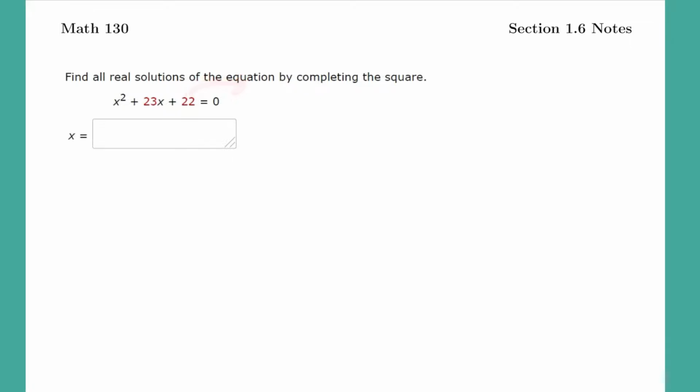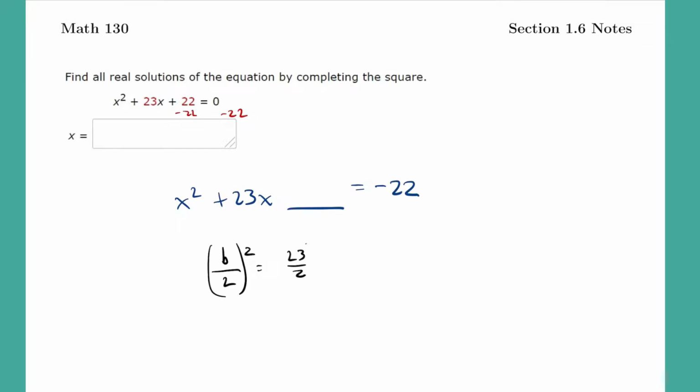Step 2 is to move the c term to the other side. So let's do that by subtraction. So we have x squared plus 23x equals negative 22. Step 3 is to find the missing term. And remember, the way we do that is we take our b term, divide it by 2, and square that. So our b term is 23 divided by 2 squared.